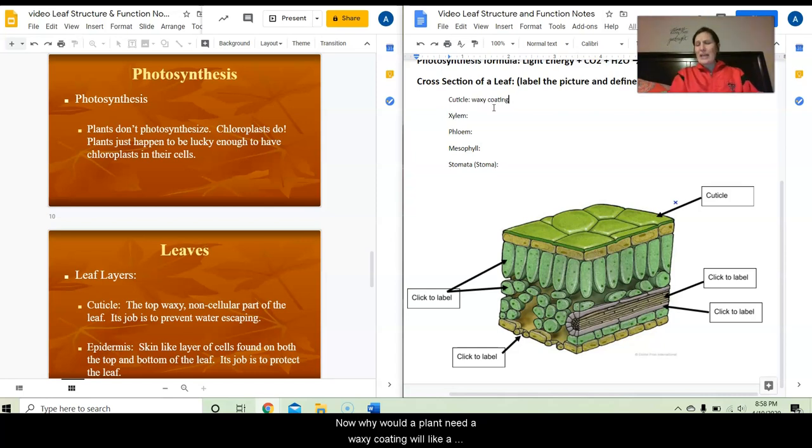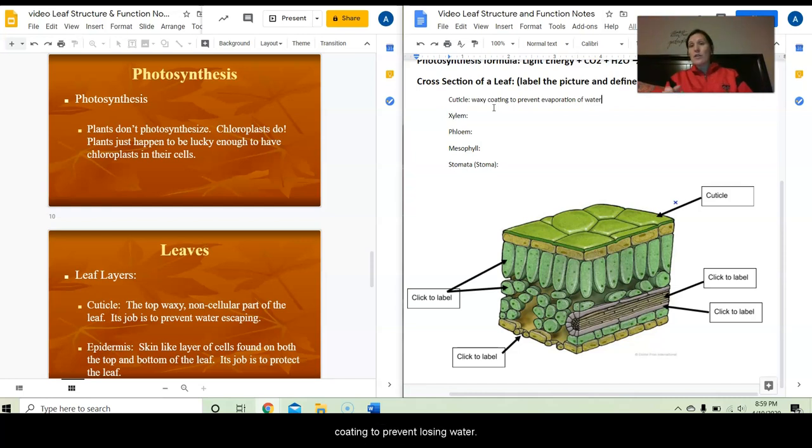And remember, again, the cuticle is there as a waxy coating. Now, why would a plant need a waxy coating? Well, like a cactus is completely covered in wax. The whole thing is smooth. It's covered in a cuticle. Well, that's because the waxy coating is to prevent evaporation. So we don't want water escaping, especially in a cactus. A cactus does not want to lose any water at all. So it is covered in this waxy coating to prevent losing water.